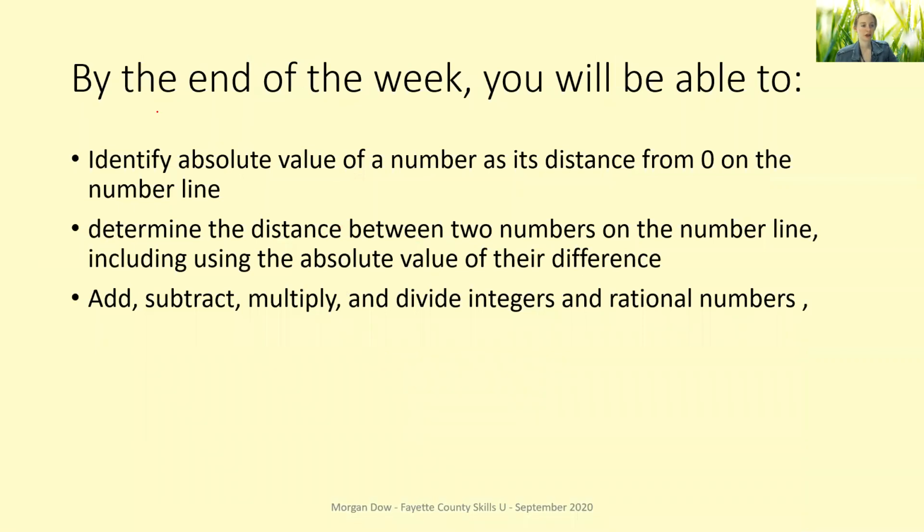All right, our learning goals for this week. By the end of the week, you will be able to identify absolute value of a number as its distance from 0 on the number line. Determine the distance between two numbers on the number line, including using the absolute value of their difference. Add, subtract, multiply, and divide integers and rational numbers. So those are our three main learning goals for this week. This is what you are working towards.